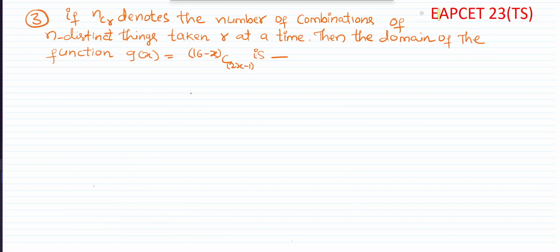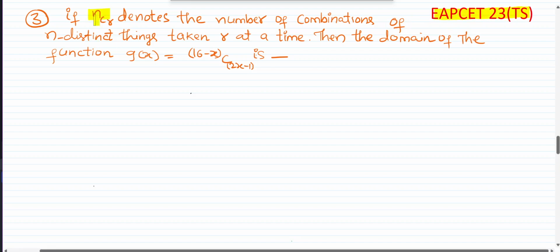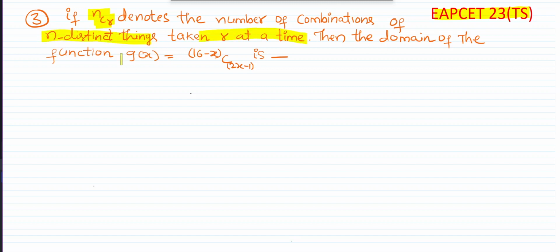This is the third question from EAPCET 23 TS. Here it is given: nCr denotes the number of combinations of n distinct things taken r at a time. Then the domain of the function g of x is equal to (16 minus x) C (2x minus 1) is dash. This is the question. Here (16 minus x) C (2x minus 1) is given.